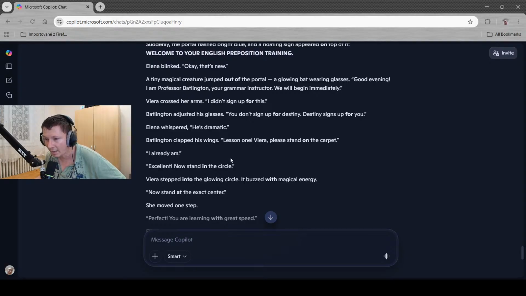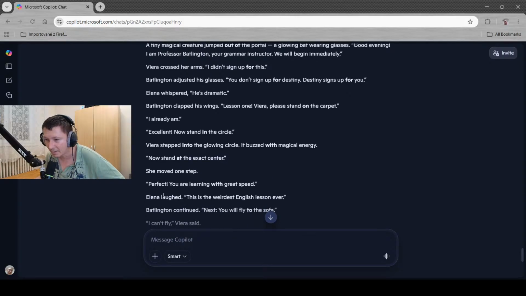I already am. Excellent. Now stand in the circle. Viera stepped into the glowing circle. It buzzed with magical energy. Now, stand at the exact center. She moved one step. Perfect. You are learning with great speed.